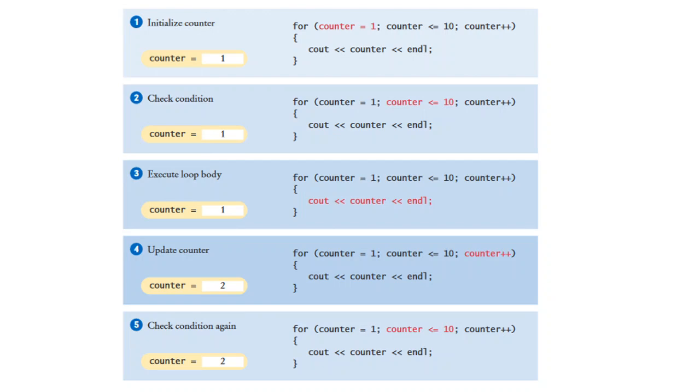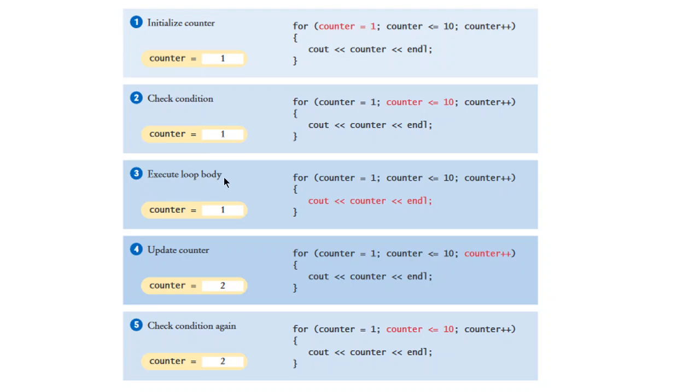In step 1, we initialize a counter, which is seen here in red in the first box. The counter is set to a value of 1, and then we move on to step 2, which involves checking the terminating condition, which is specified in the middle portion of the for loop parentheses in between the first semicolon and the second. This says that the counter can continue until it reaches a value of 10, as long as it is less than or equal to 10. So while the counter is less than or equal to 10, we can continue to do the for loop.